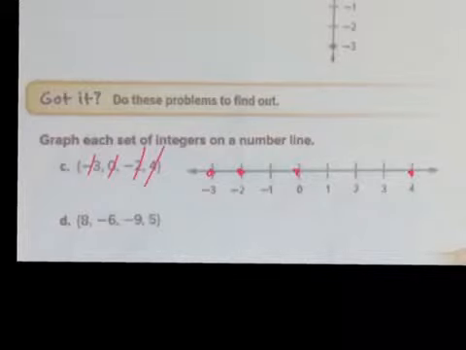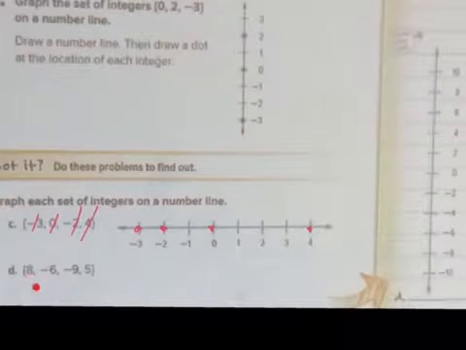Okay, let's try D. We first have 8, and there's our 8 right up there. Then we have -6 at the bottom, and then we have -9, which is right between -8 and -10, and then we have positive 5, which is between the 4 and the 6. And there we have it.